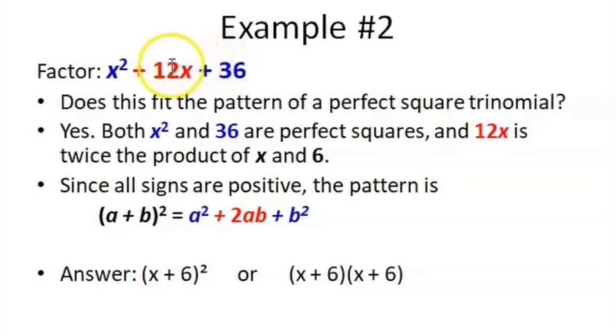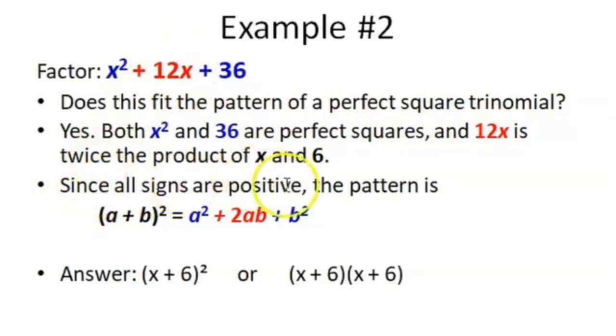At kung tingnan natin yung middle term, which is 12x, positive 12x, is twice the product of x and 6. So, itong x, ito yung square root ng first term. Si 6 is the square root of the last term. So, i-multiply natin sila. That is 6x, then twice the product of 6 and x, therefore 6x times 2. So the result is 12x. So yan po yung nasa middle term.